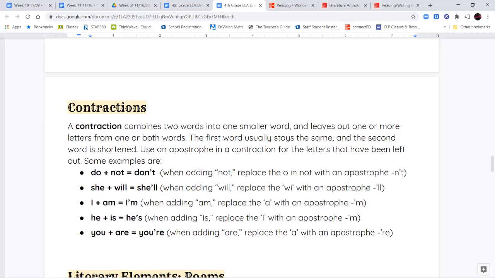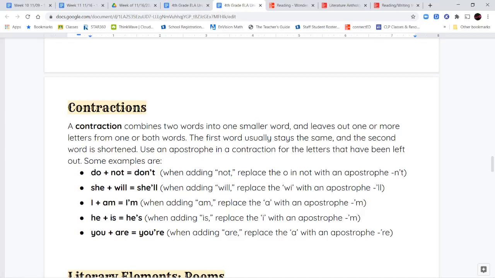Now we're going to also talk about contractions. Contractions are things that you've been learning about for a couple of years now, since 4th grade. A contraction combines two words into one smaller word, and it leaves out at least one or more of the letters. Now the first word usually stays the same, and the second word is usually the word that's shortened. So we put an apostrophe in the place of the letters that are removed when we take two words and make a contraction out of them.